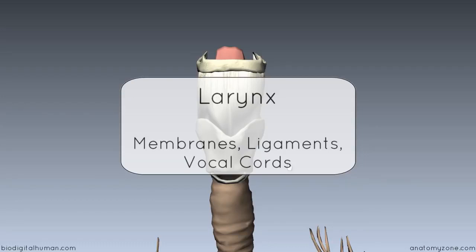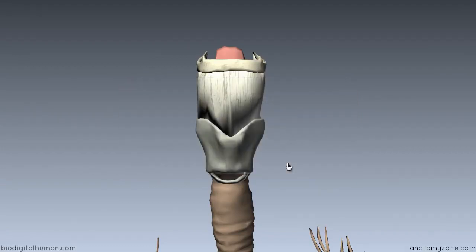Okay, so in this tutorial we're going to talk about the membranes and ligaments of the larynx, and then we're going to look at how the mucosa folds over the ligaments to form the vocal cords. So we're looking here anteriorly at the larynx, and you can see the trachea below and the hyoid bone at the top. So the ligaments of the larynx can be separated into intrinsic and extrinsic ligaments.